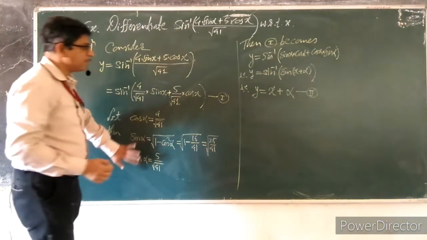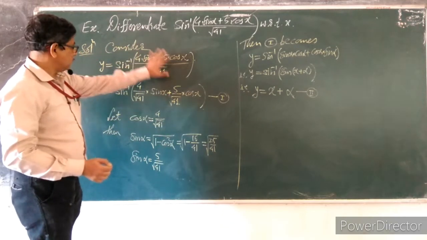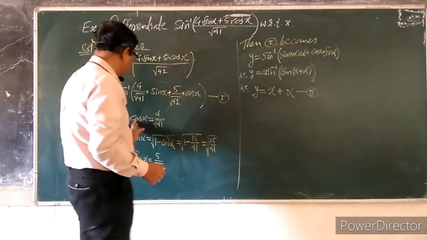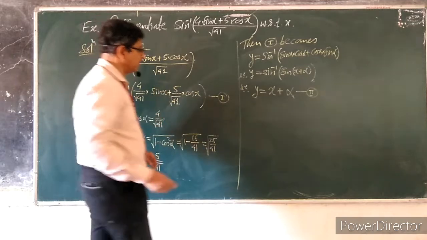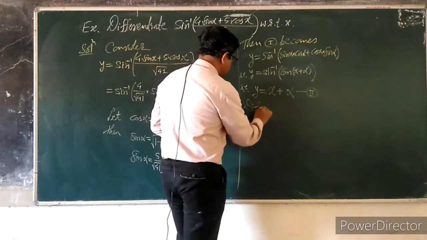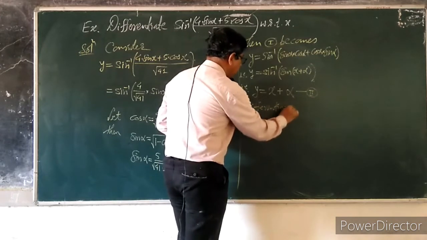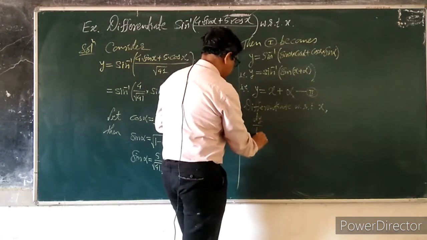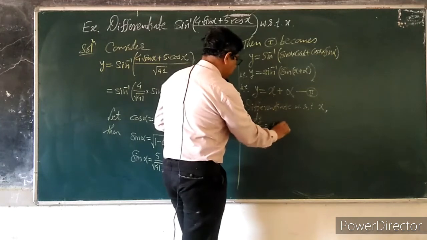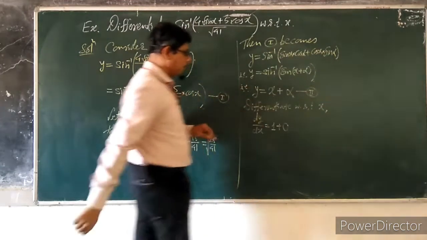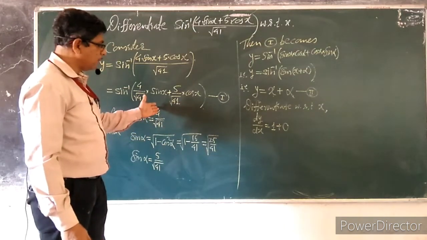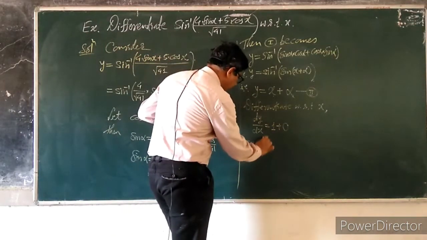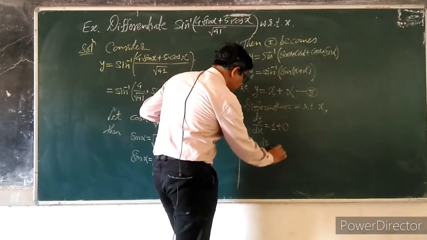So because of this substitution, now the given function is reduced to the form y is equal to x plus alpha. You may write alpha is equal to cos inverse of 4 by root 41, but it is not necessary. Differentiate this. See why it is not necessary. It is dy by dx is equal to derivative of x is 1 plus alpha is constant, its derivative is 0. If you write alpha is equal to cos inverse 4 by root 41, then also its derivative will be 0. So not necessary to write that again. We are getting dy by dx is equal to 1.